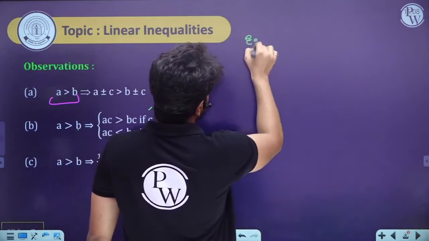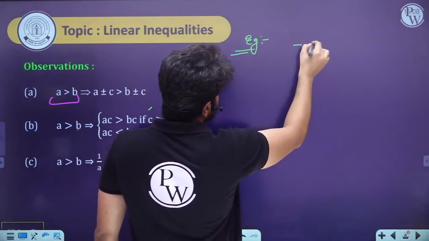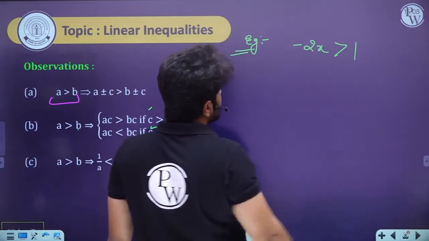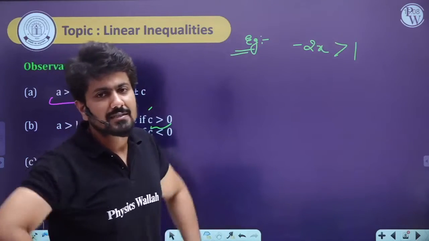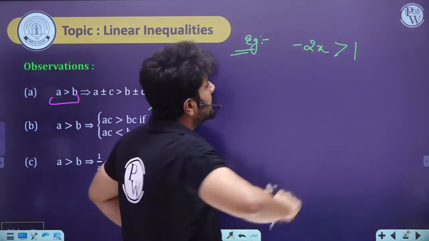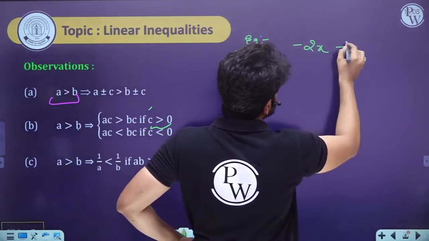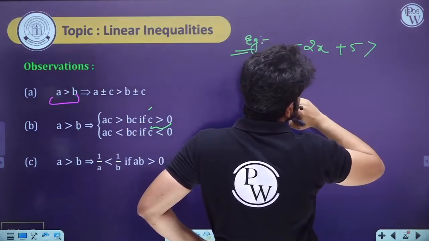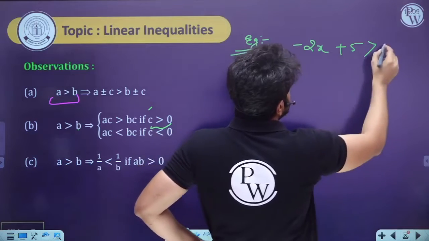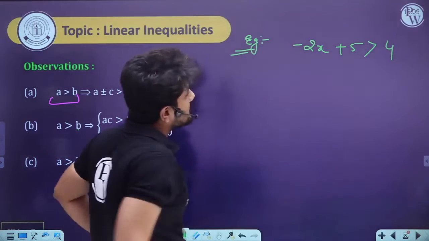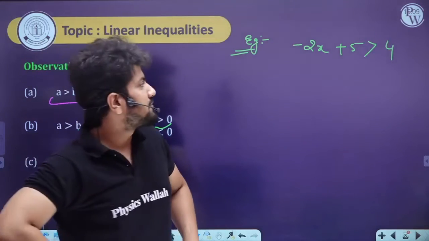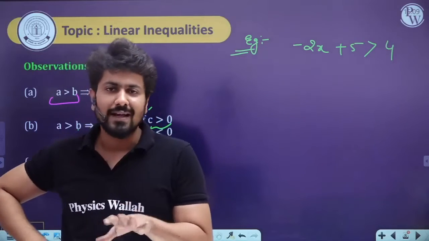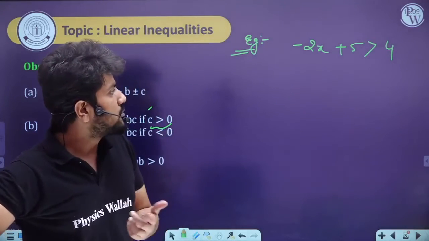For an example, here we have minus 2x greater than 1. Or let's say minus 2x plus 5 greater than 4. Suppose this is the question. Minus 2x plus 5 greater than 4, we want to solve for x basically. So how do we solve this?